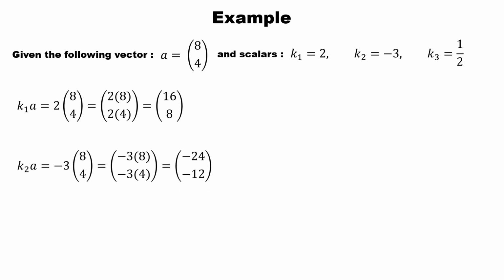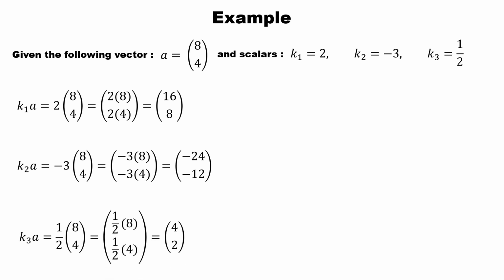For the second one, k2a, this is equal to -3 times our vector with 8 and 4, which gives us -3 times 8 and -3 times 4. So, our final result is an enlarged vector with opposite signs, which means a change in direction, with values -24 and -12. For the third one, k3a, this is equal to 1/2 times our vector with 8 and 4, which gives us half of 8 and half of 4. So, our final result is a diminished vector with values 4 and 2.